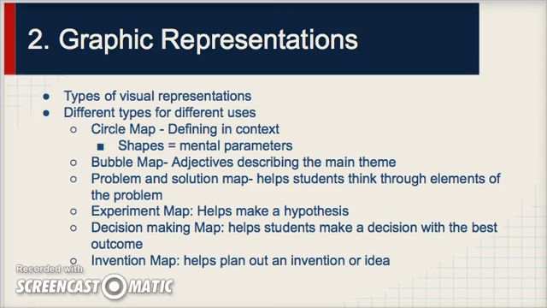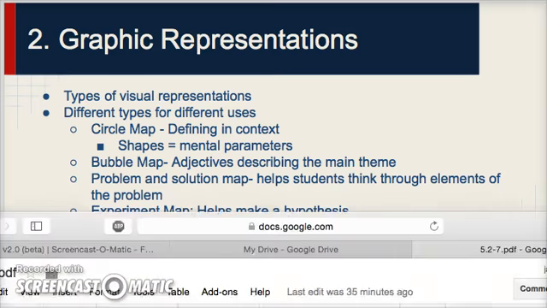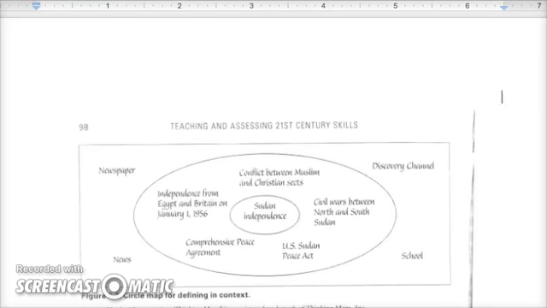These are different types of resources that can be used, different types of think maps. A circle map is defining in context. The shapes that are here are the parameters of thought. If you were discussing, let's see, the example here is the Sudan independence. The Sudan independence right here is where the main idea is. This is what was learned for this student about it and how they found out, and then this is their experience with hearing about it in those other ones.